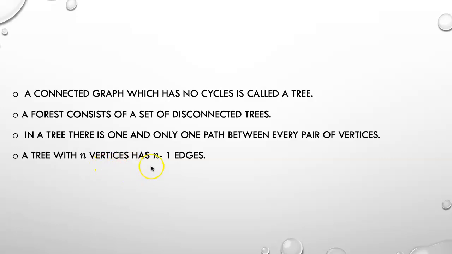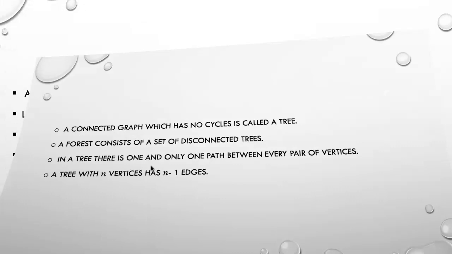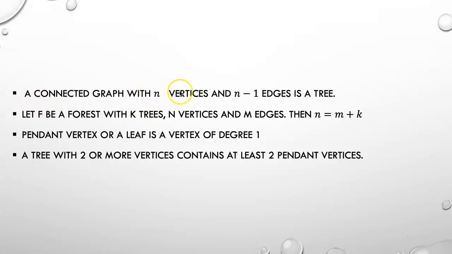A tree with n vertices has n-1 edges. A connected graph with n vertices and n-1 edges is a tree. If F is a forest with k trees, n vertices and m edges, then n is m plus k.